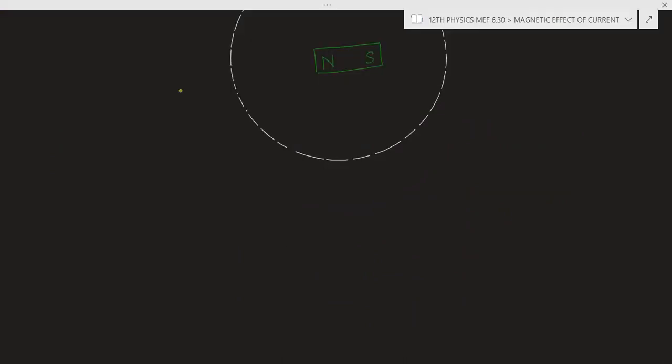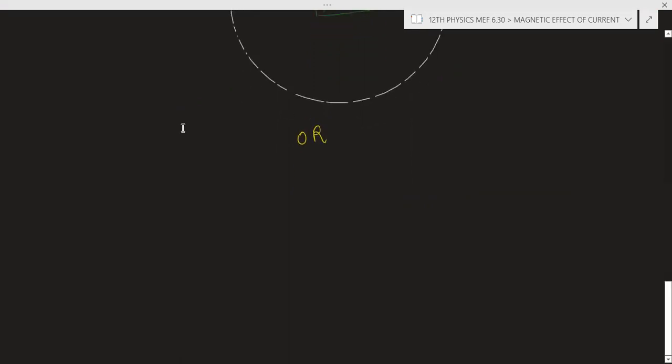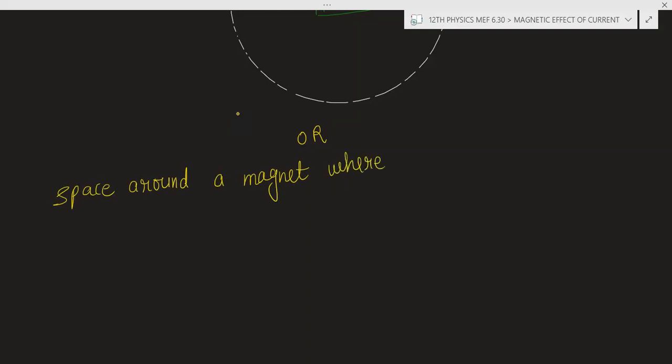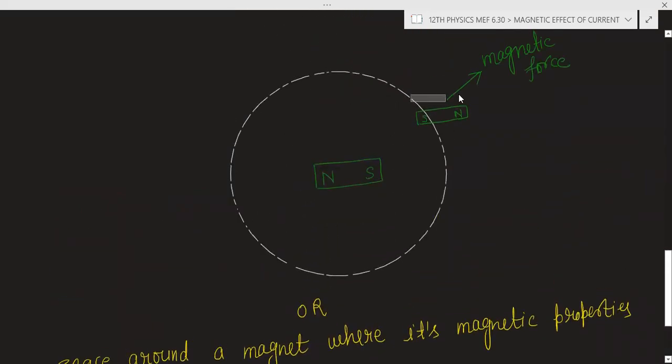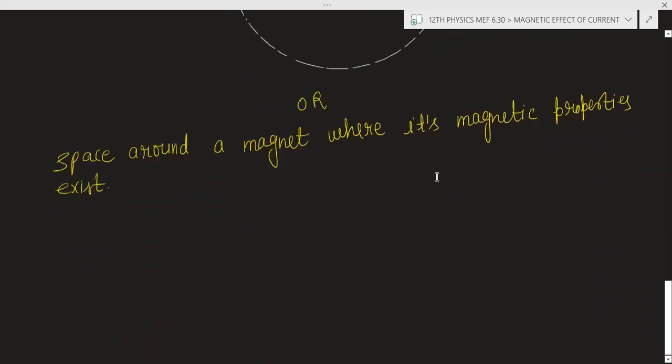And one more definition if you want to write for the magnetic field. You can write: space around a magnet where its magnetic properties exist. So magnetic properties exist means the force is the magnetic property of this magnet. So this is existing if this magnet will enter in this region.